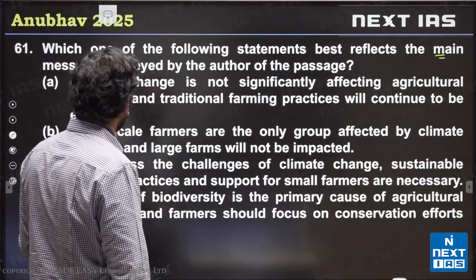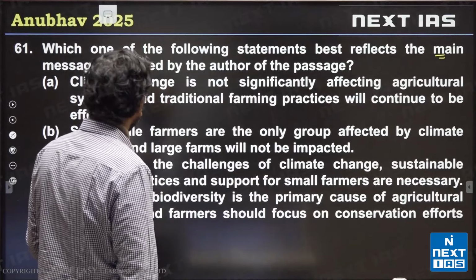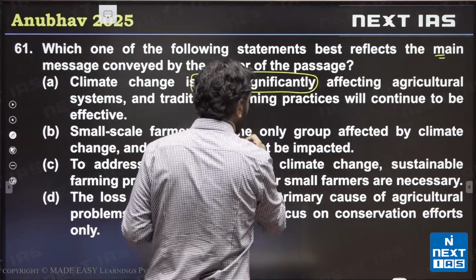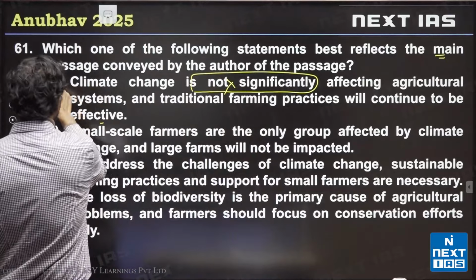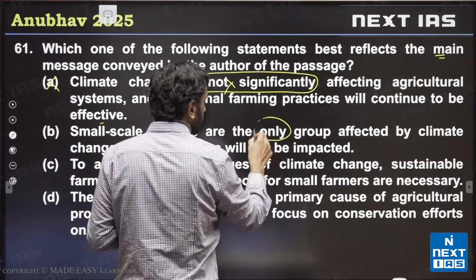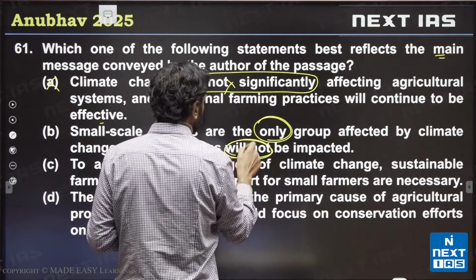Let's look at question 61. All right. We're looking for the main idea. A says climate change is not significantly affecting agricultural systems. This is very easy, it's invalid and will continue to be invalid. A is invalid. B says small scale farmers are the only group affected by climate change and large farms will not be impacted. This is invalid.